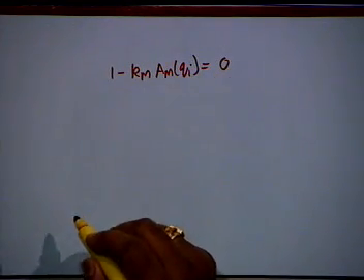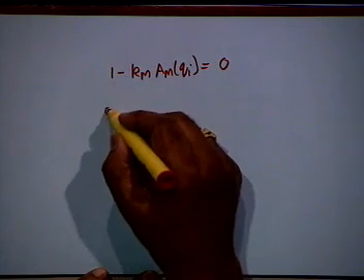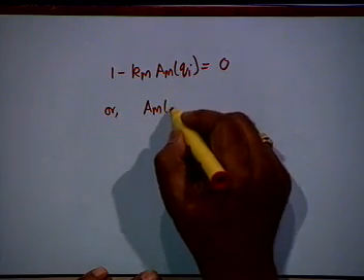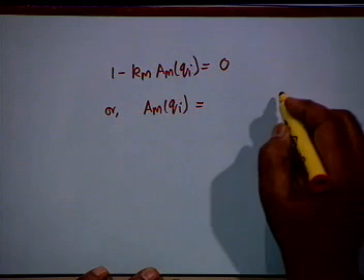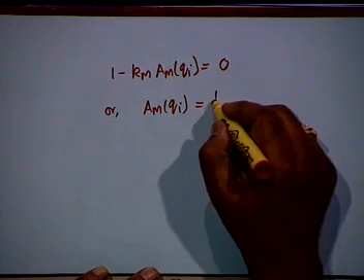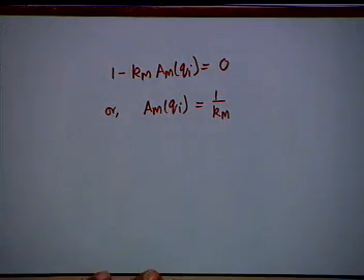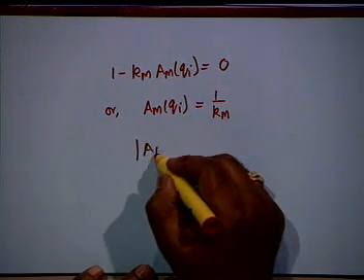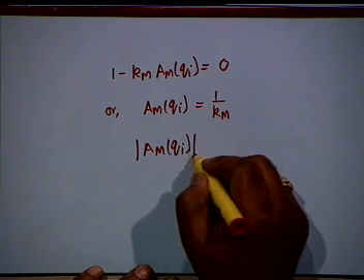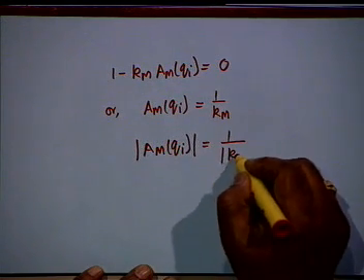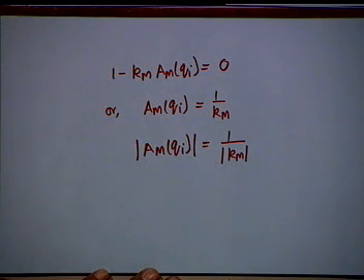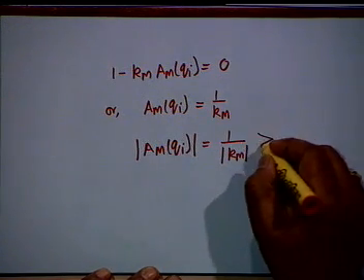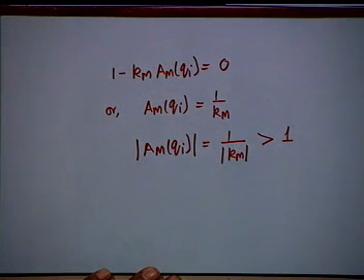which shows Am of Qi is equal to 1 by Km. Therefore, Am of Qi magnitude is equal to 1 by Km magnitude. Km could be positive or negative, but Km squared by hypothesis is less than 1. Therefore, this must be greater than 1.